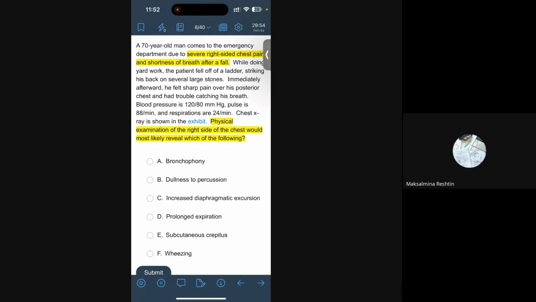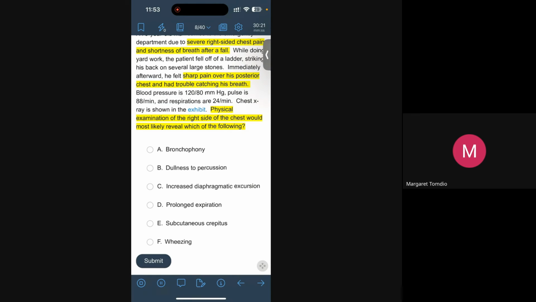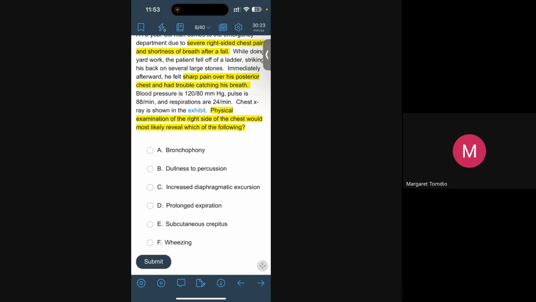And see the history. A 70-year-old man comes to the emergency department with severe right-sided chest pain and shortness of breath after a fall. That is a very sudden trauma. You will not see such a change in the lung pattern in bronchiectasis. So now we are sure that it is pneumothorax.